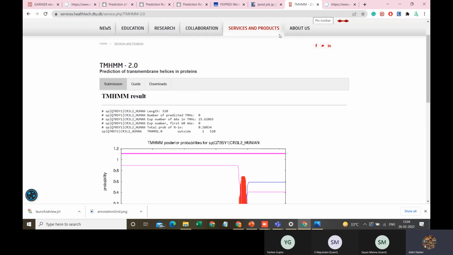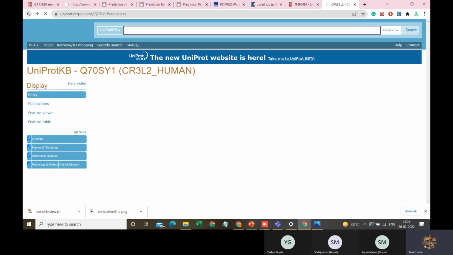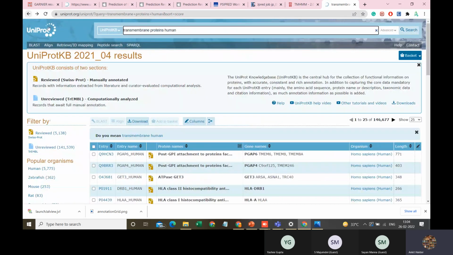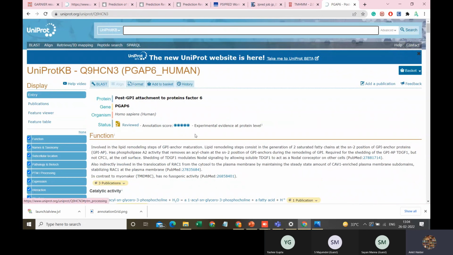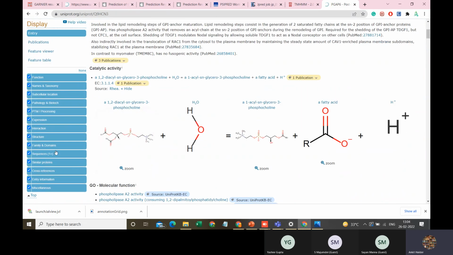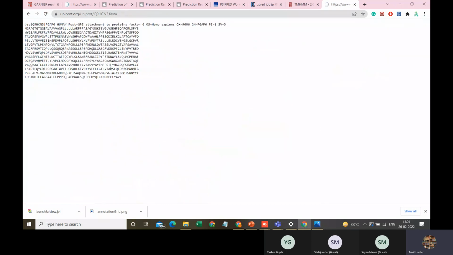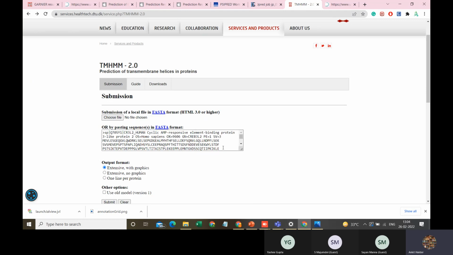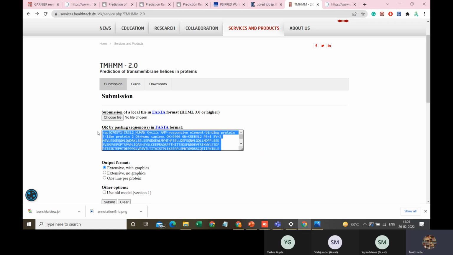So it is predicted that it will be staying outside. So we have to look at which is correct or not based on this. We can try out another protein. So let us look at it. That's what it predicts.